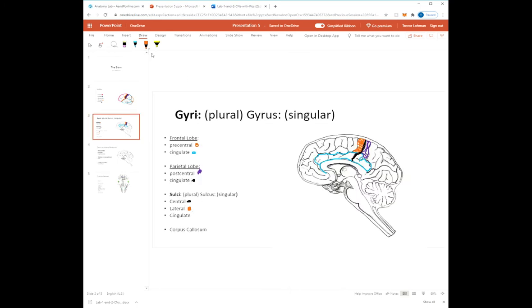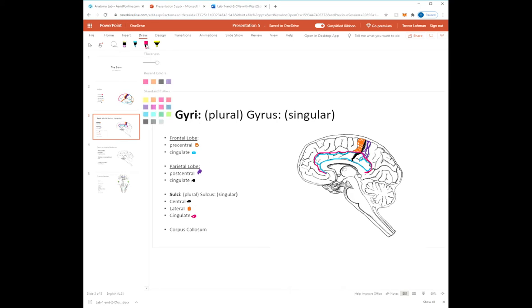Then we have the cingulate sulcus. So that is around the cingulate gyrus. So let's use, I guess, pink. And this sulcus that outlines the cingulate gyrus is the cingulate sulcus. Pretty commonsensical.